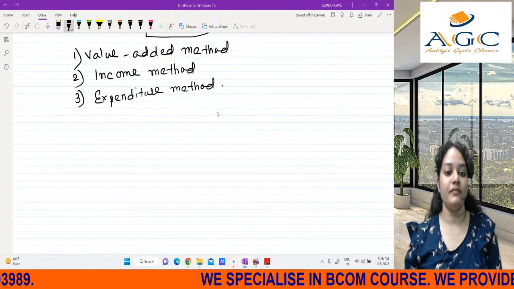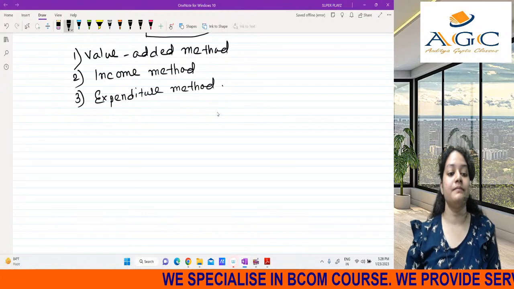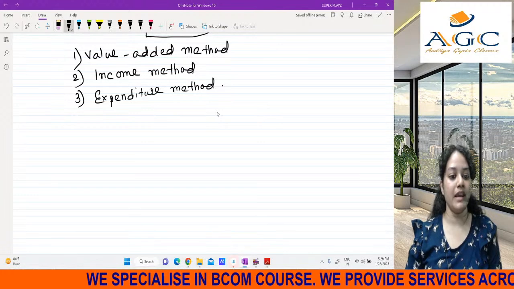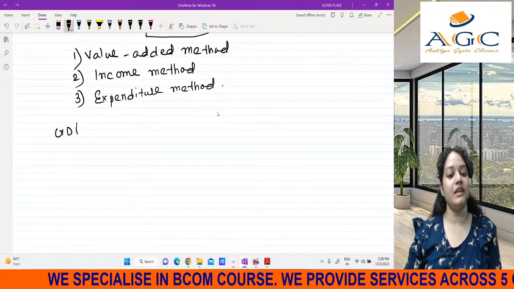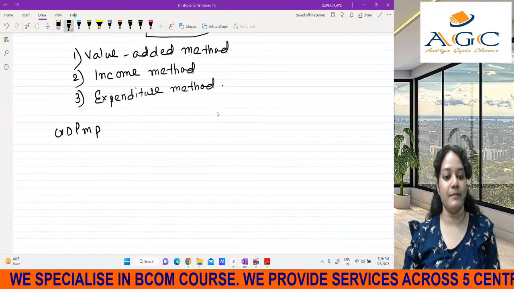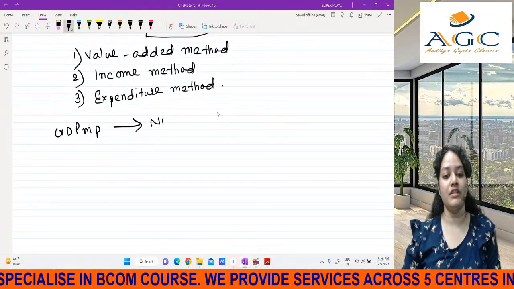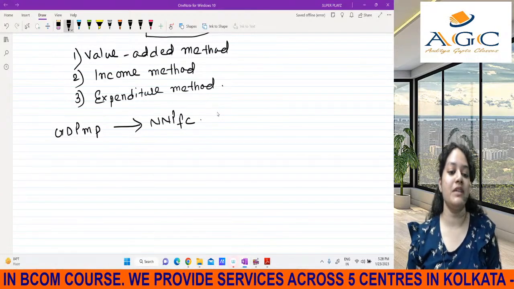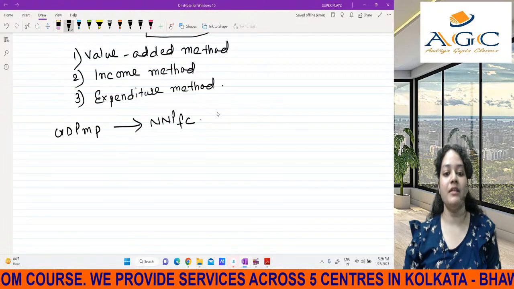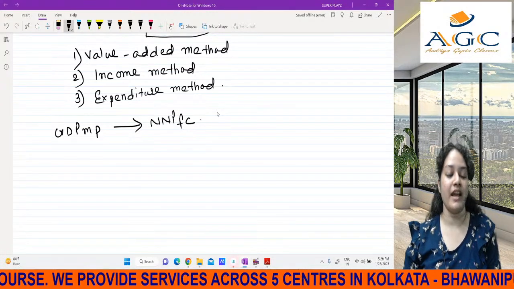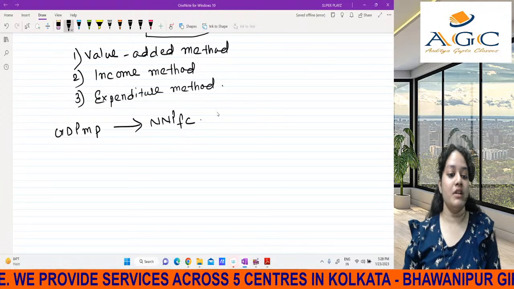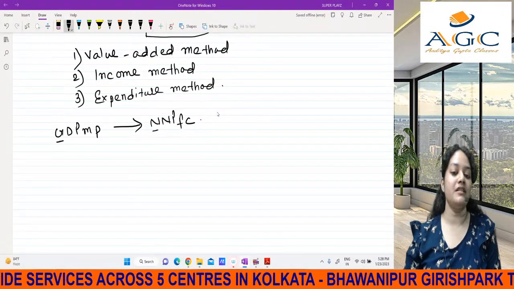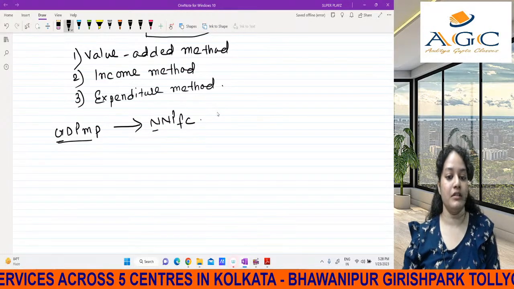Okay. So for the value added method, before moving on to all the methods, the first thing that we have to keep in mind is, suppose we have been given any value at GDP MP and we have to convert it to NNPFC, right? GDP MP as in gross domestic product at market price and NNPFC as in net national product at factor cost. Here it is gross and here it is net, so all the factors are getting changed from here to here, right?